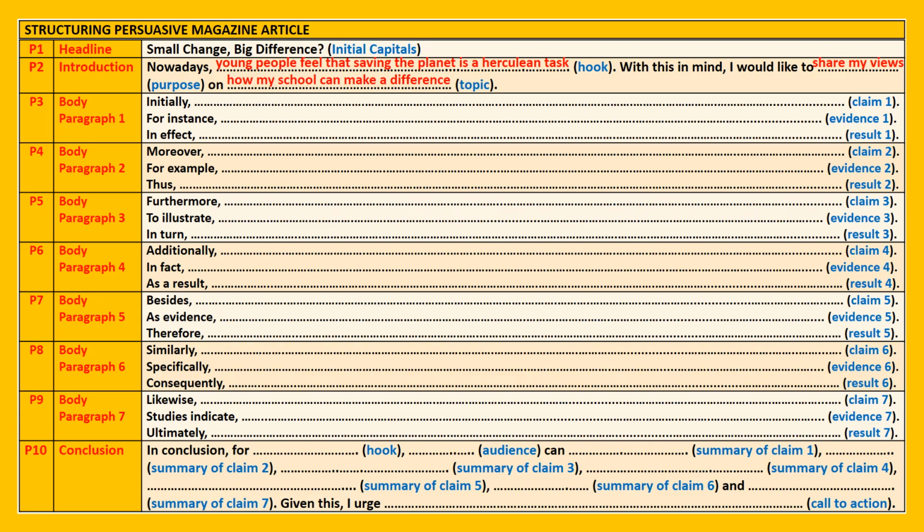Finally, in paragraph 10, that is conclusion, restate the hook from the introduction to remind the reader of the key issue. Refer to the audience before you summarize your 7 claims, briefly highlighting how each one supports your argument. Synopsis of claim 1, synopsis of claim 2, synopsis of claim 3, synopsis of claim 4, synopsis of claim 5, synopsis of claim 6, synopsis of claim 7.